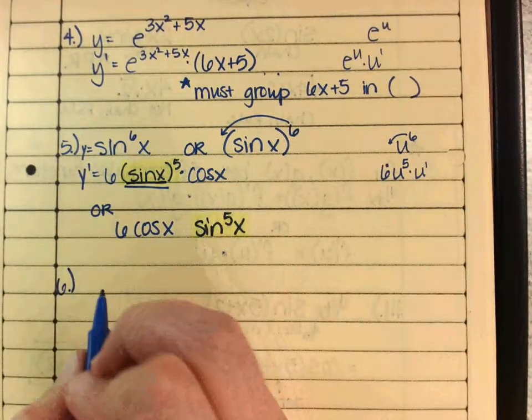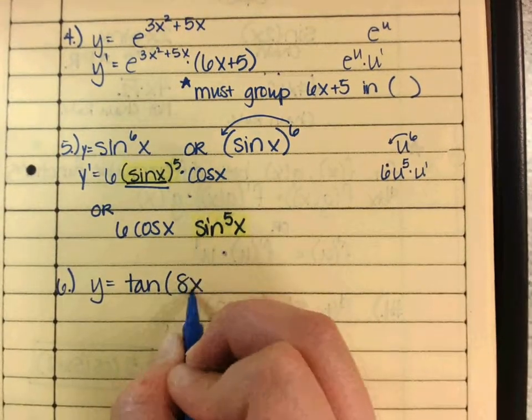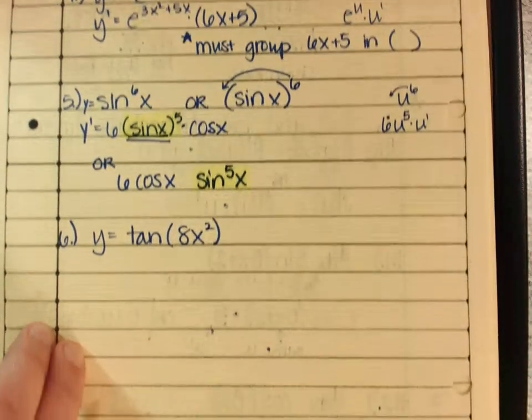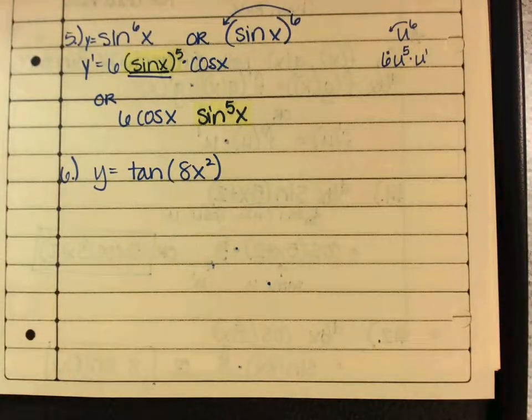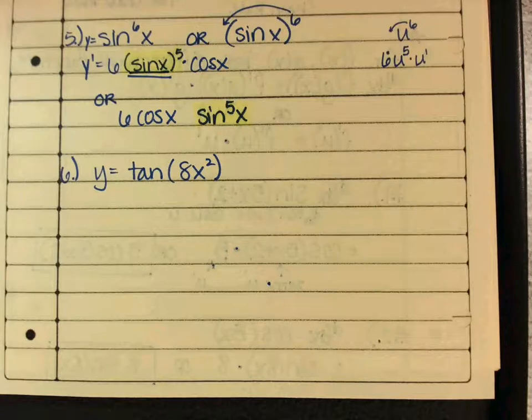Next one, I'd like for you to take the derivative of tan 8x squared. Okay? In order for you to do this one, I don't think we've done the derivative of tan in class. I want you to get out your pink sheet. So your pink sheet has all the derivatives on it that you're going to need all year.